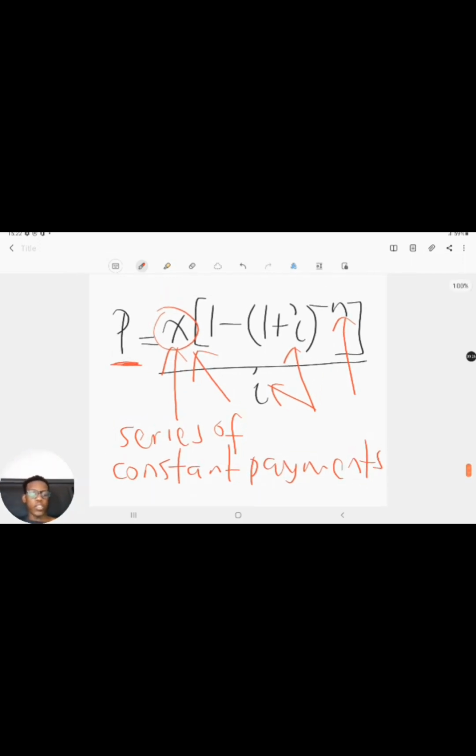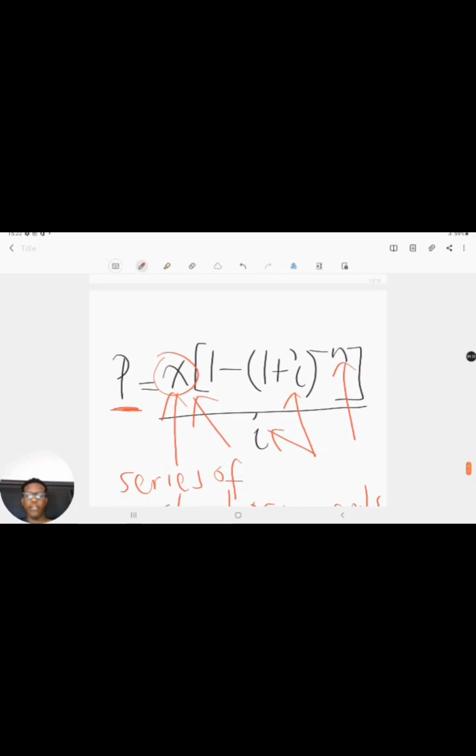So based on the information that we have, P in our case is 100,000.